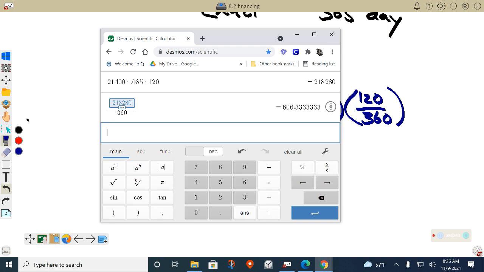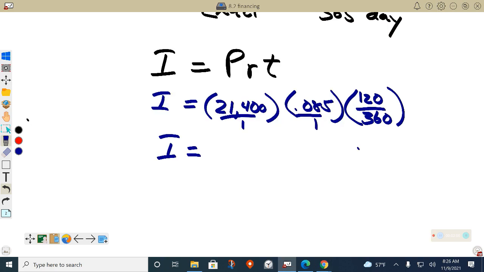606 and 33 cents. 606.33. She's going to owe the bank that much money, just in interest. Man, the bank made some money off of her for lending her that cash.